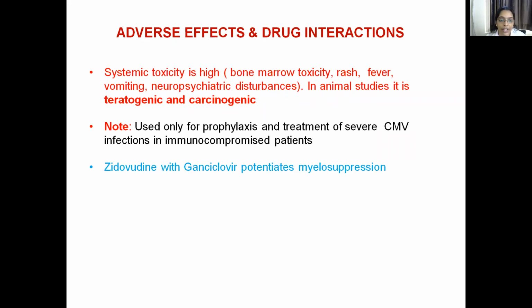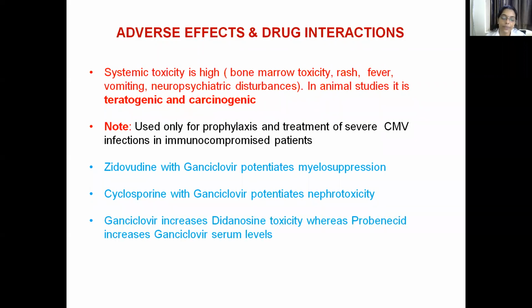Now the drug interactions. Zidovudine is an antiretroviral drug used for HIV. It also causes myelosuppression, so when combined with ganciclovir, it potentiates the myelosuppression. Then cyclosporin, an immunosuppressant, has nephrotoxicity as its side effect. So ganciclovir, when given along with cyclosporin, increases the nephrotoxicity risk, and ganciclovir increases didanosine toxicity.